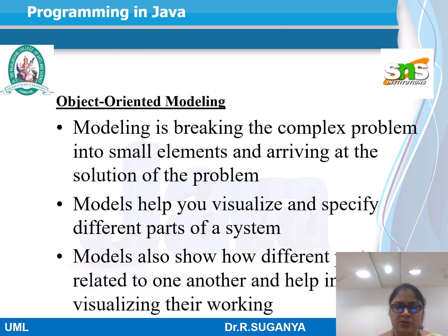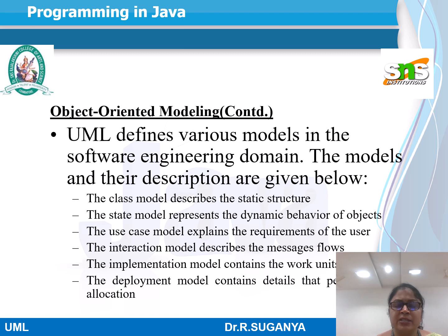In object-oriented modeling, the modeling always breaks a complex problem into smaller elements, and it is used to visualize and specify different parts of a system. UML defines various models in the software engineering domain. The class model describes the static structure; then we have the state model, use case model, interaction model, implementation model, and deployment model. These are the different models in UML. Each model will have different stages.